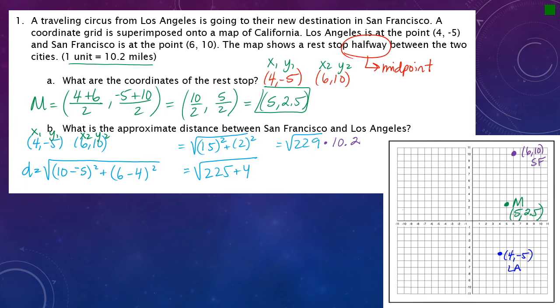And when I multiply these out, and I'm rounding to 2 decimal places, it gives me 154.35. So that's how many miles apart those two cities are.